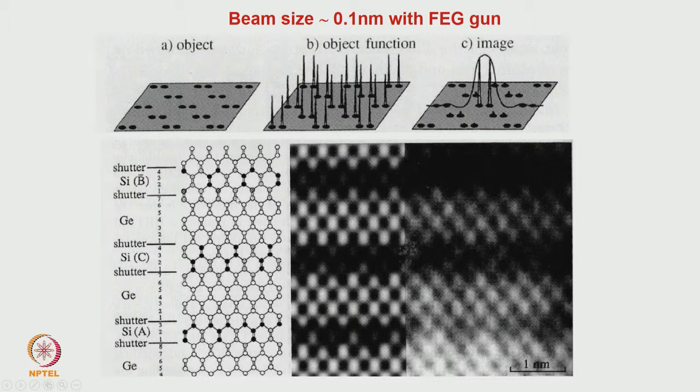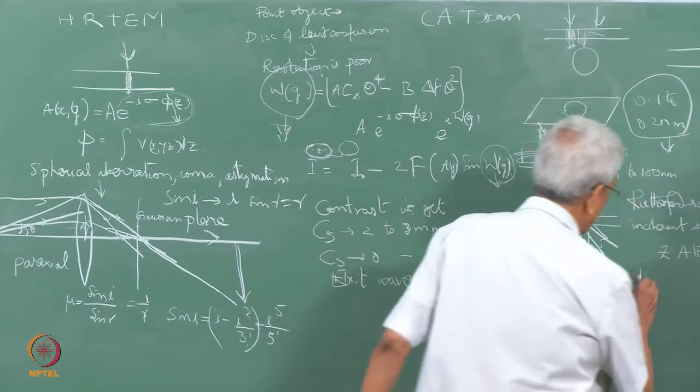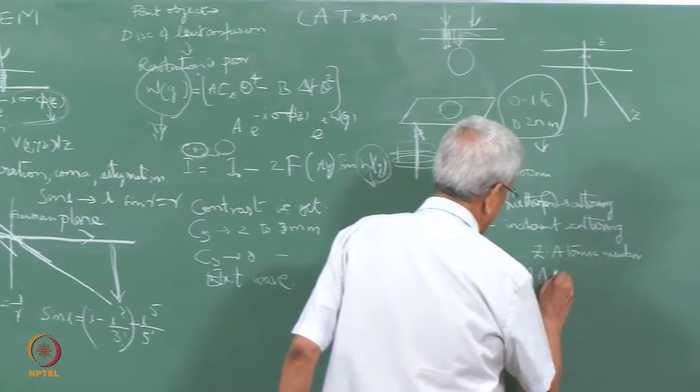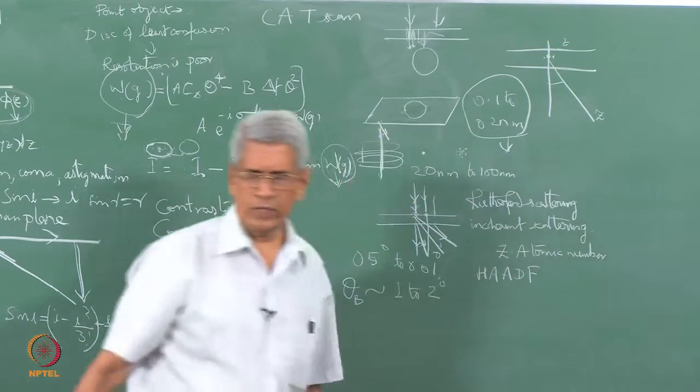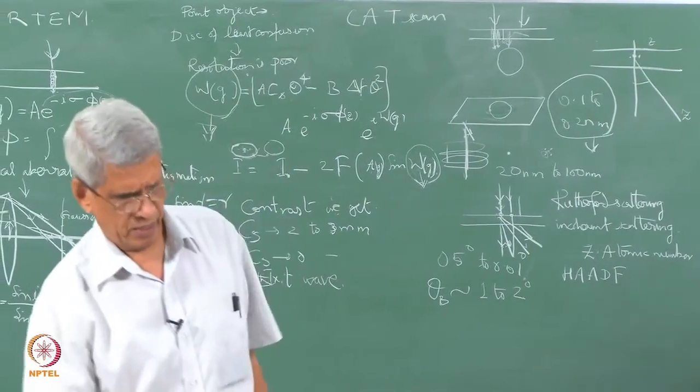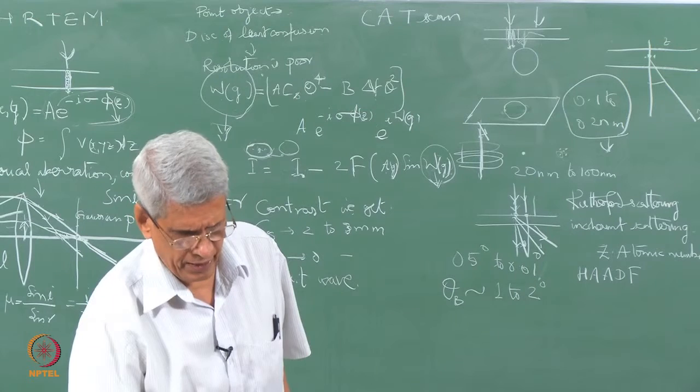In this specific case, it is a multilayered sample which contains silicon, germanium, silicon, germanium, like that. You know that silicon and germanium have different atomic numbers, because of which we can see a variation in contrast. So essentially, using this Rutherford scattering or this high angle annular dark field detector, we are able to get an image of which region has which type of elements distributed.